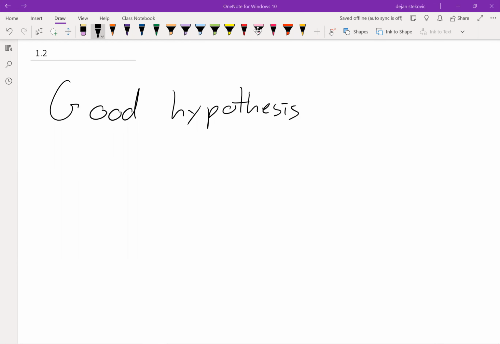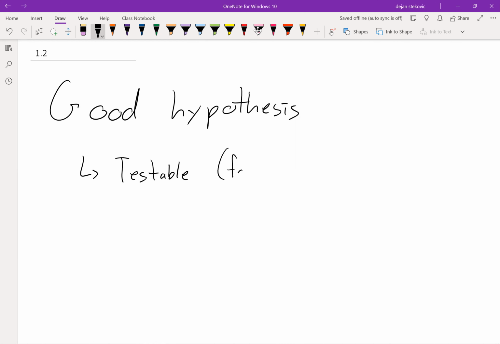Right. So when you're making a hypothesis, you can't just make any old statement. You want to make a good hypothesis. And there's really one main thing that makes a good hypothesis, and that is that it's testable. So it has to be some kind of testable hypothesis. You have to be able to set up an experiment to either support your hypothesis or to refute your hypothesis.